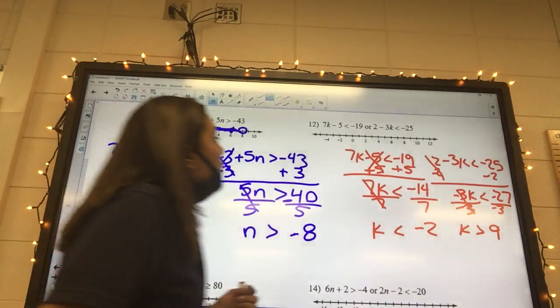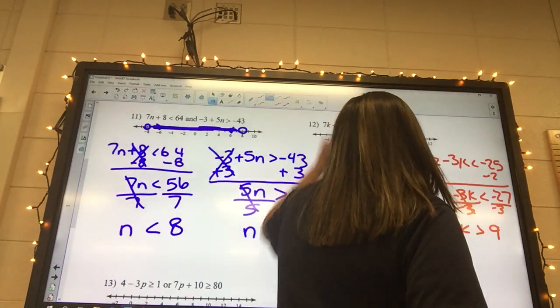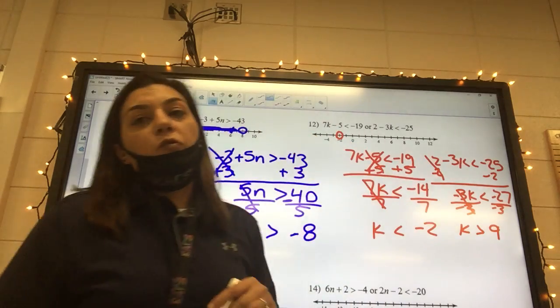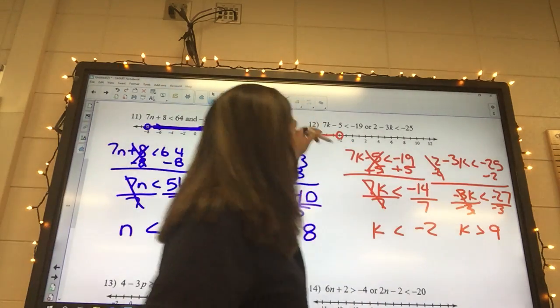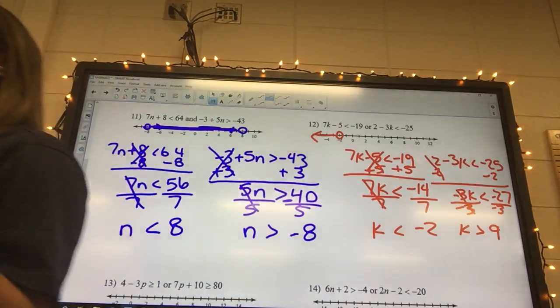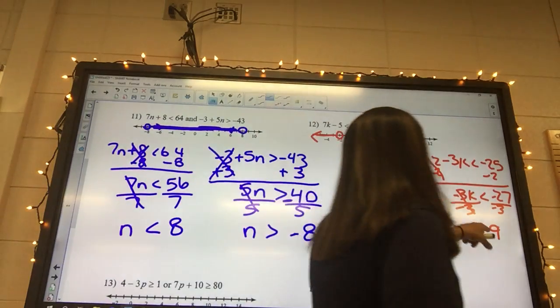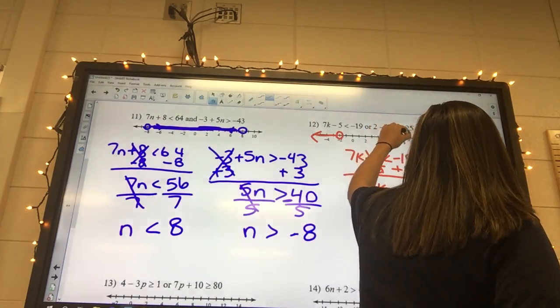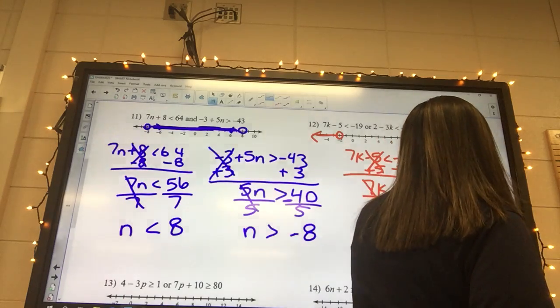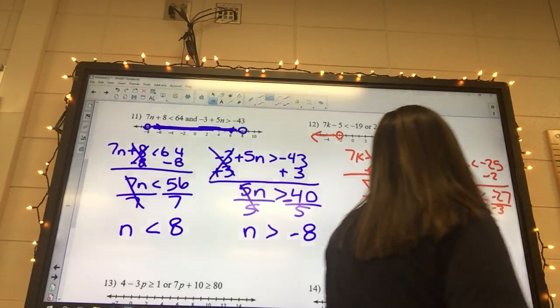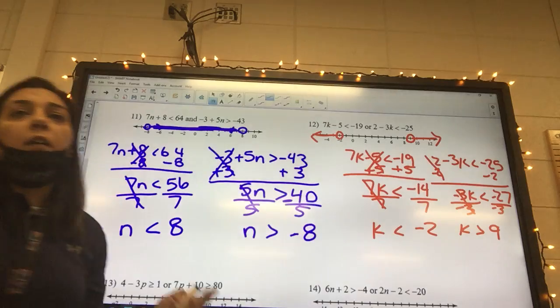Okay. On the negative 2, it should be open, pointed to the left. So without doing anything else, which way should the other one be pointed? To the right. Okay, let's see if that works. So K on the 9 is going to be open. And this way says point to the right. Okay, and so it's an or and it looks like an or.